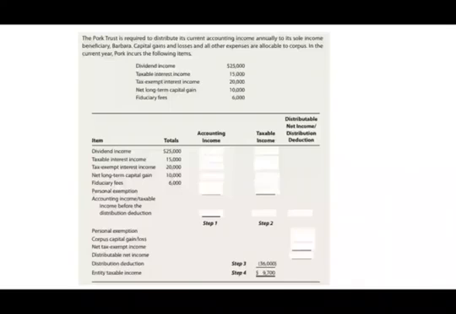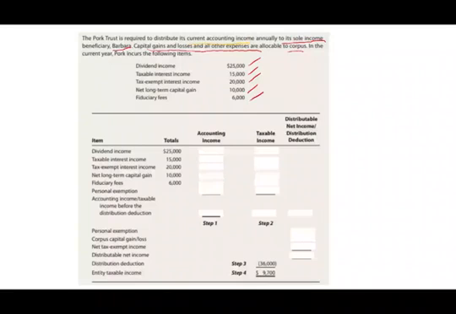Okay. The trust is required to distribute its current accounting income. So current accounting income has to be distributed annually to the sole income Benny, which is Barbara. Capital gains and losses and all other expenses are allocated to the corpus. In the current year, the trust incurs the following items. They have dividend income, meaning they have some stocks in that trust, taxable interest, tax-exempt interest, net long-term capital gain, and we have the fiduciary fees.